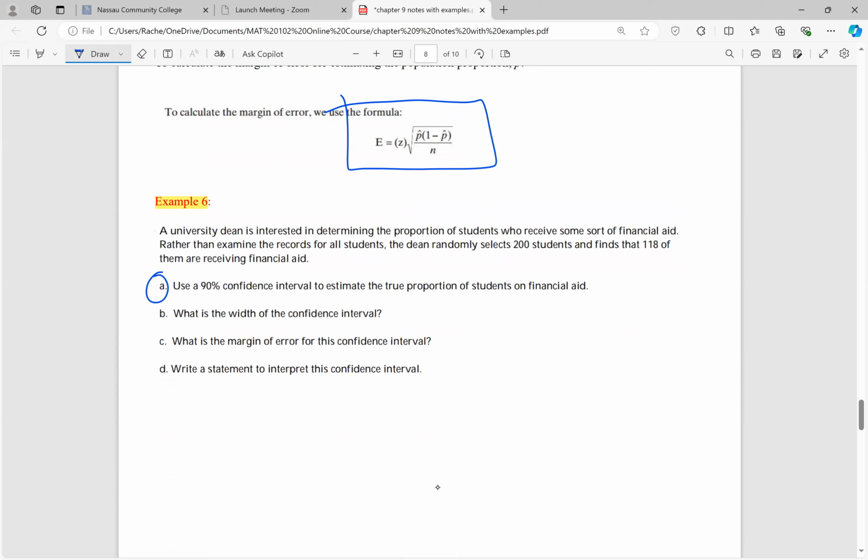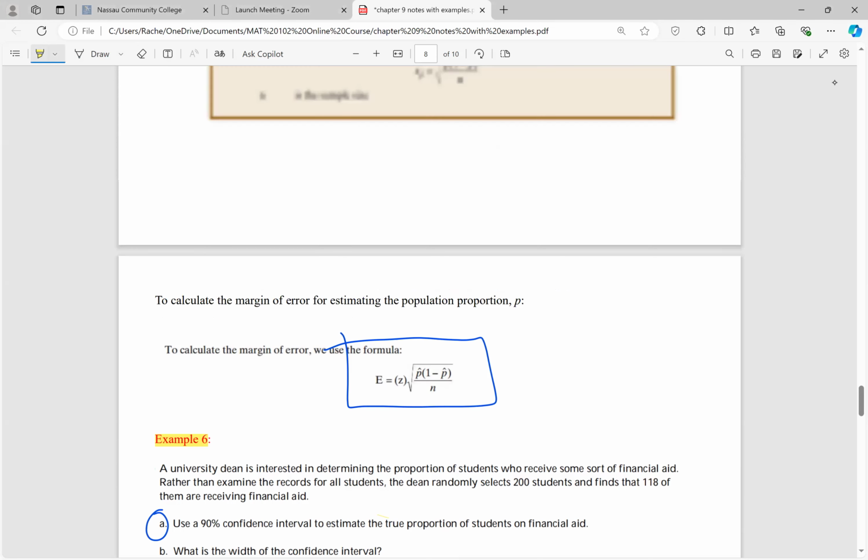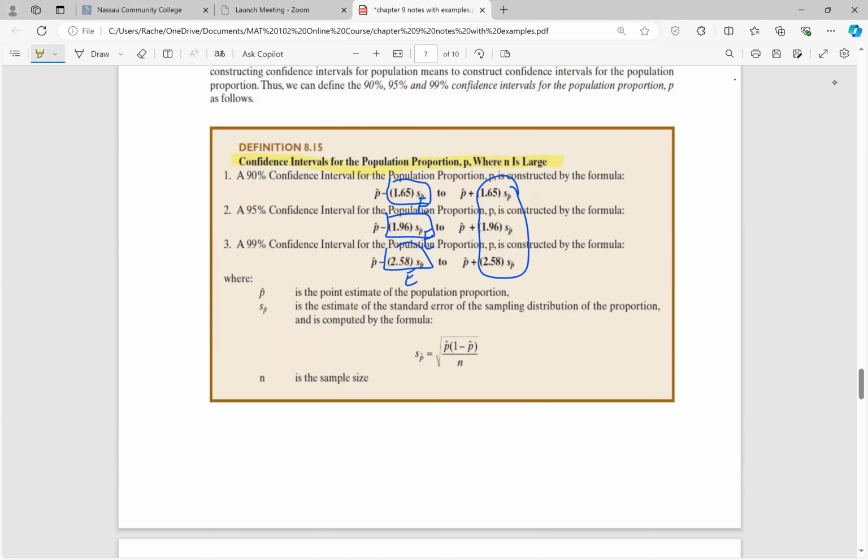So now we're going to construct a confidence interval, but not to estimate the mean like we were doing in the previous examples. Now we want to estimate the population proportion of students that have financial aid. So it's a different parameter altogether, and I have to use this formula to calculate the confidence interval for proportions.